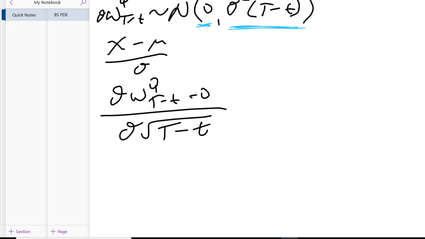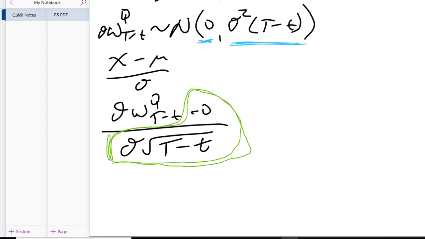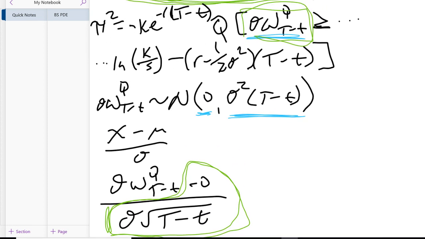But of course we would want to do the same thing to the other side. So what really happened here? This part, right? You basically subtract the mean 0 and you divide by sigma root (T minus t). So we are also going to want to do that to the other side. So subtract 0 and divide by sigma root (T minus t).